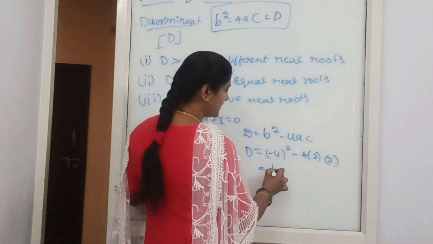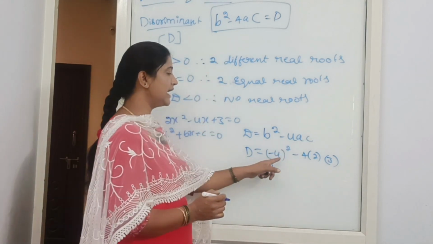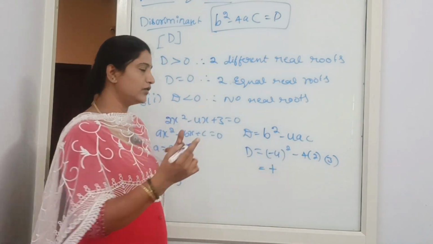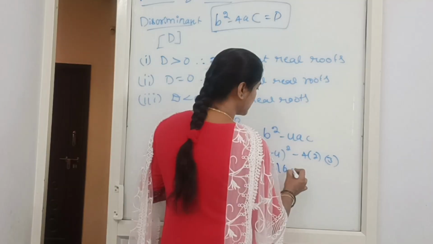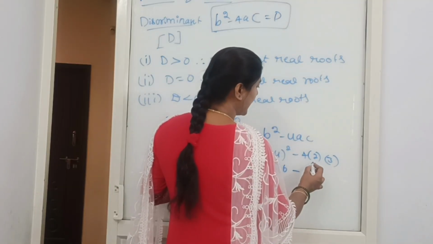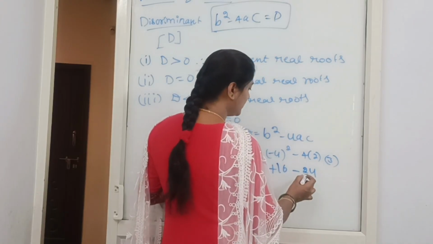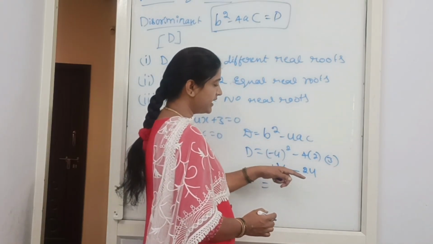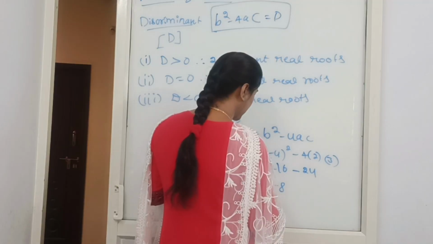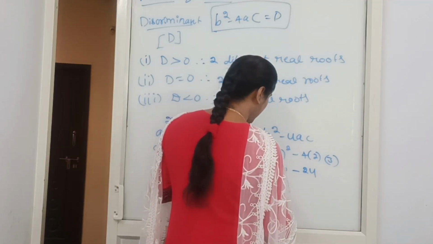Minus into minus is plus, so be careful, that is 4 into 4. 4 into 4 is 16. 4 2s are 8, 8 3s are 24. And here what did we get? 16 minus 24 is minus 8. So D is minus 8.